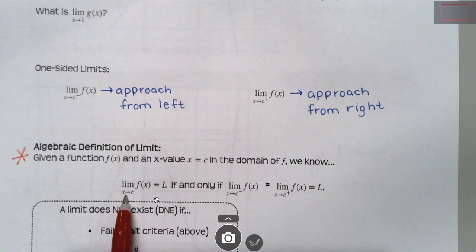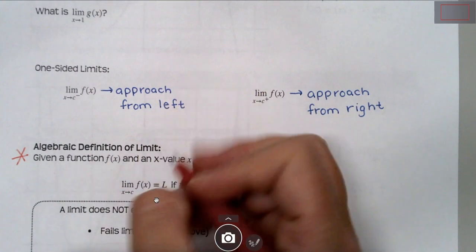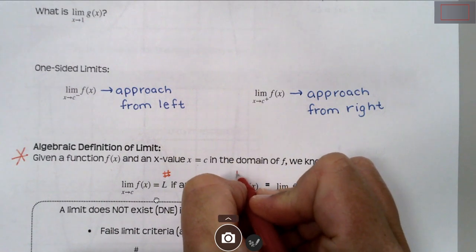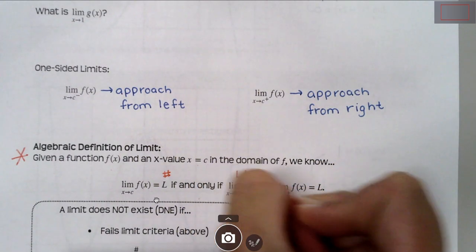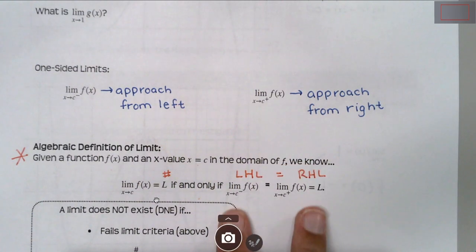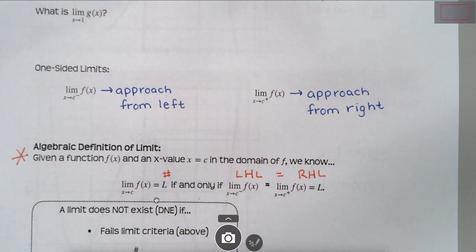This says that the limit as x approaches c is this number L, so again, L just represents a number, if and only if the limit coming in from the left is equal to the limit coming in from the right. Sometimes you'll see me abbreviate this as the left-handed limit is equal to the right-handed limit. Okay, this is a much more technical way to write it, but LHL, RHL, that's left-handed limit and right-handed limit. The only way we can say that a limit exists is if this is true.